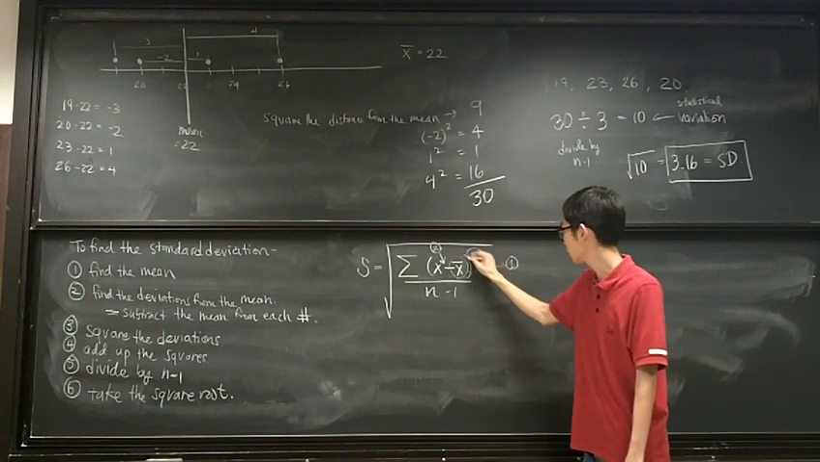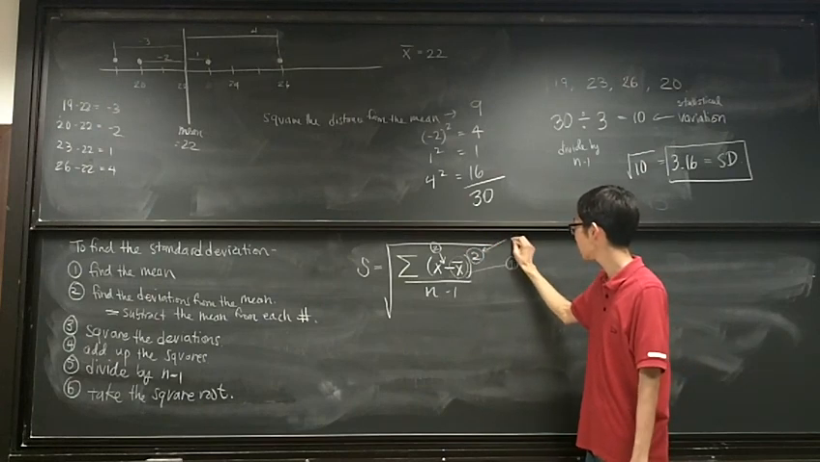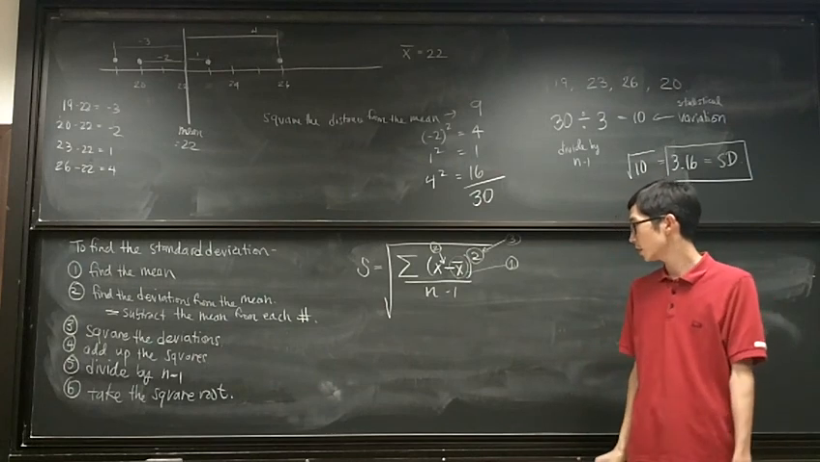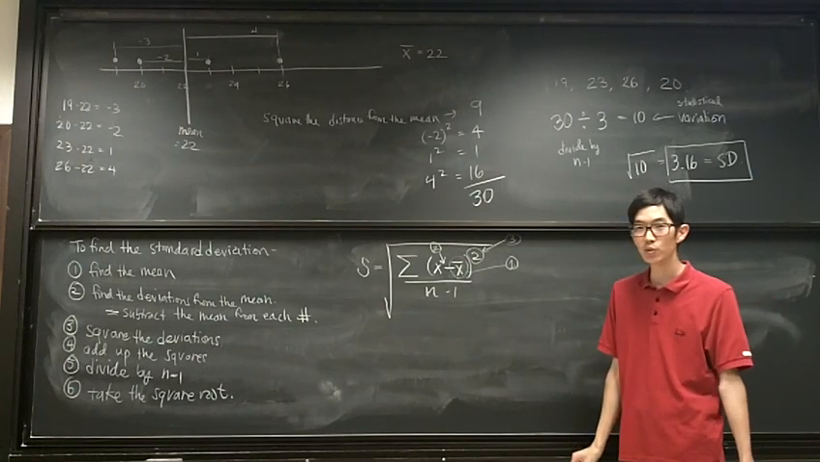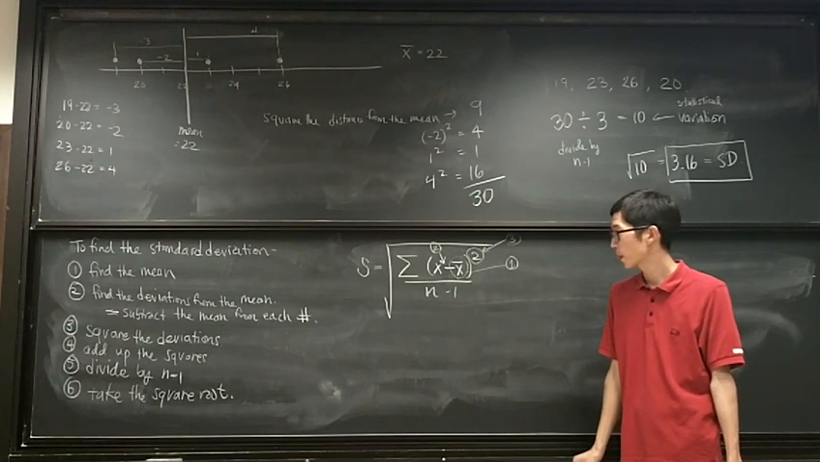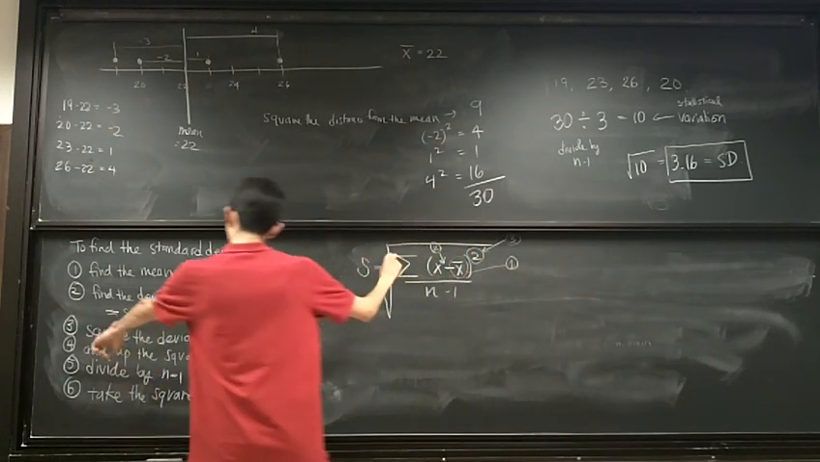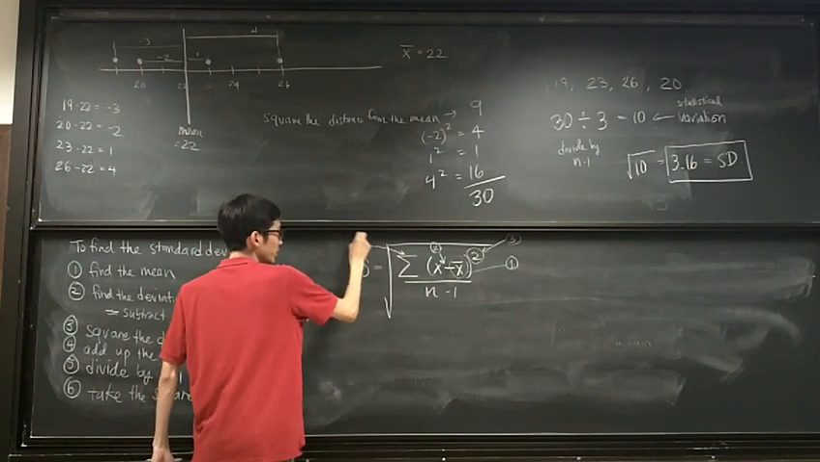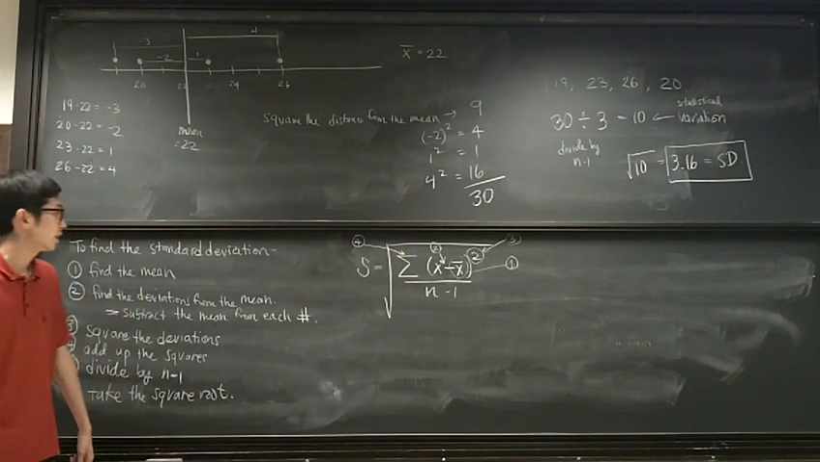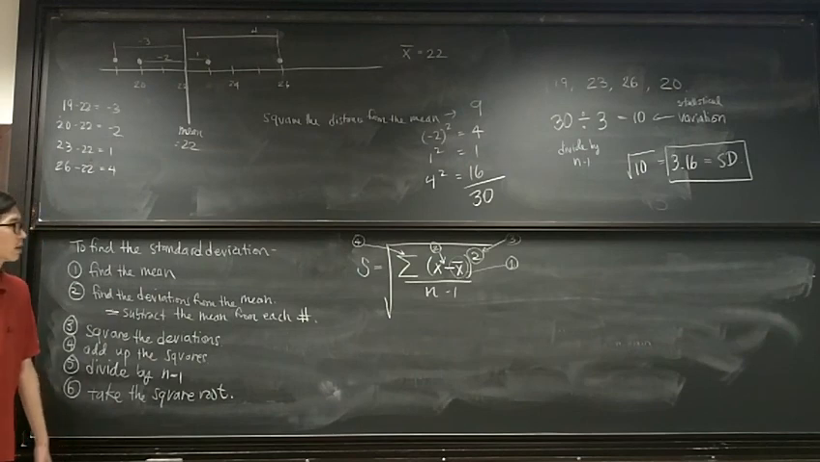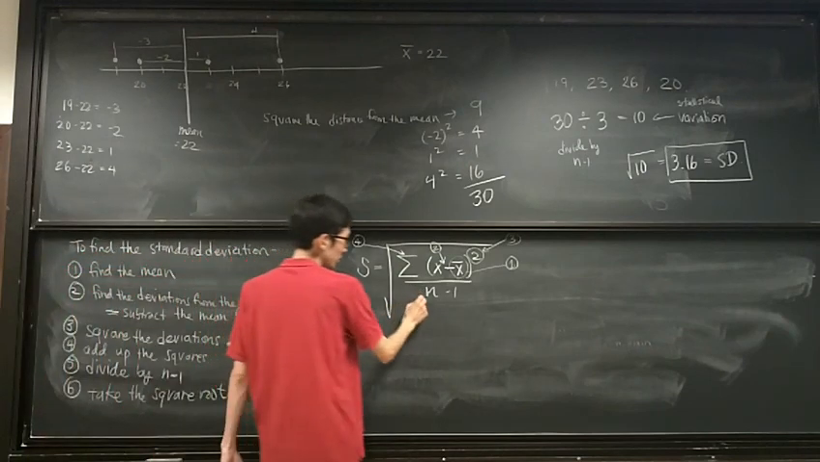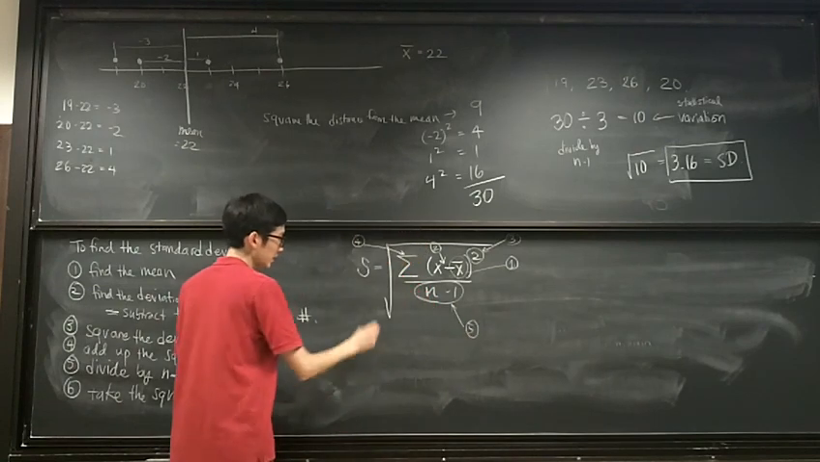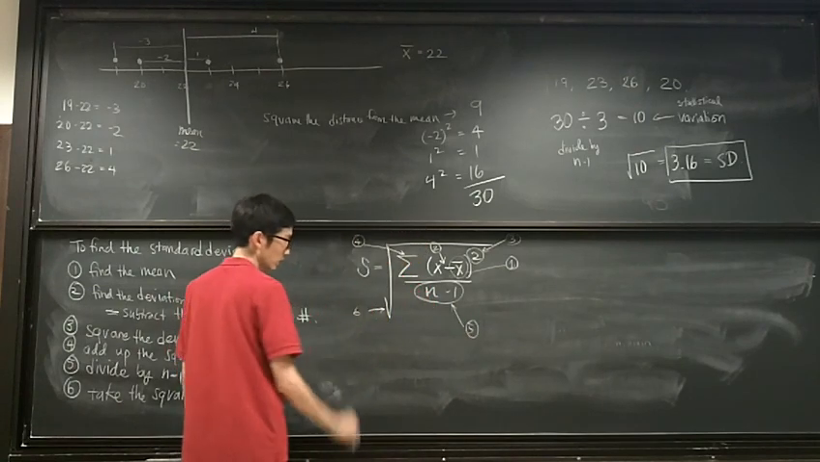What's the third step? Square those deviations. And we see that by this number right here. The squaring is that. Step 4, add up the squares. That's this thing. Sigma means add up. And once we do that, what's our next step? Divide by n minus 1. Right there, that's step 5. And then the last thing we do is take the square root.